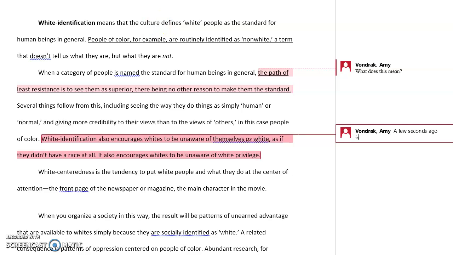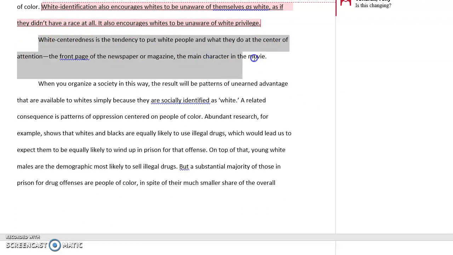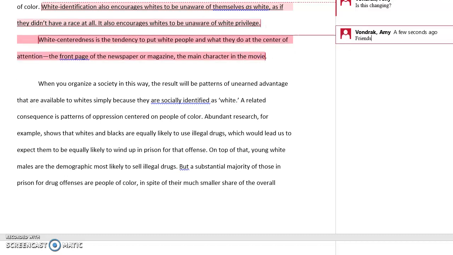I wonder, is this changing? I think that is maybe different these days. White-centeredness is a tendency to put white people and what they do at the center of attention, the front page of a newspaper or magazine, the main character in the movie. This reminds me of Friends, the whitest show. I love Friends, but it's like the whitest show in the universe. Okay, I'm going to pause there and end this video here, and we're going to come back, okay?